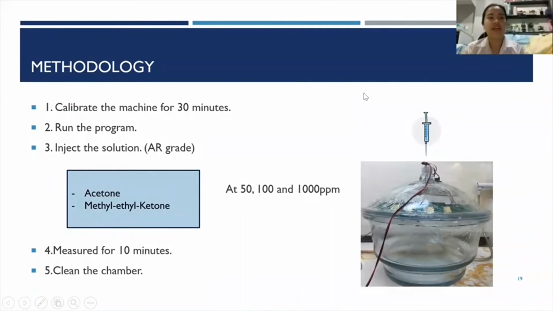My methodology: first, I calibrate the machine for 30 minutes to obtain the constant R0, and leave time for the heater to reach the operating temperature. Then I run a program and inject the solution with the syringe at the top of the desiccator here, and then I measure the resistance change for 10 minutes, and then I unwrap it and clean the chamber.